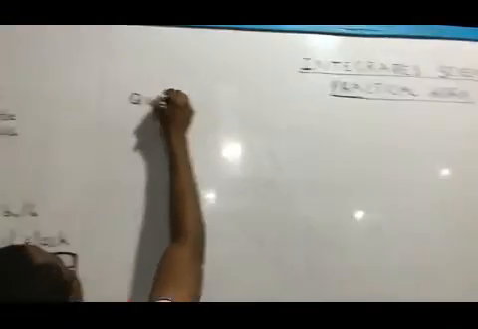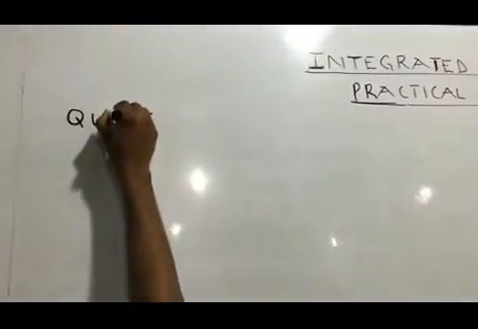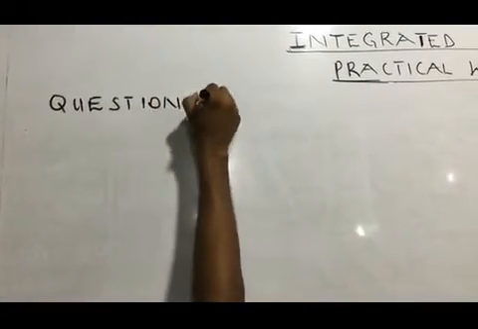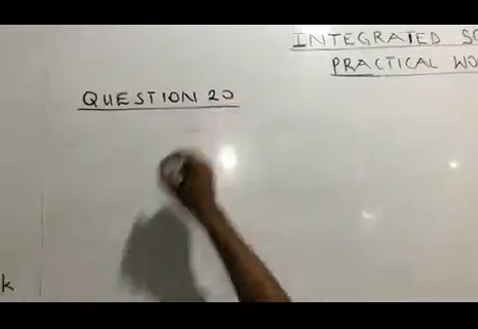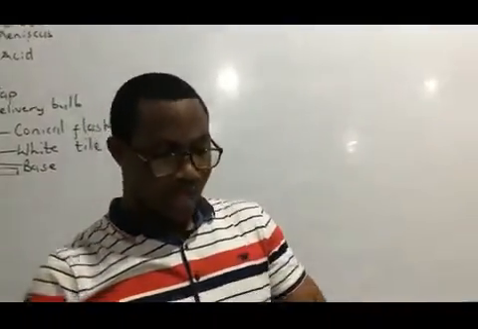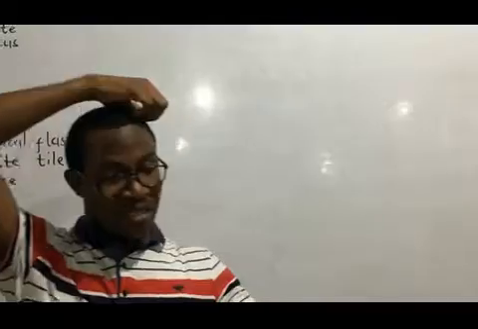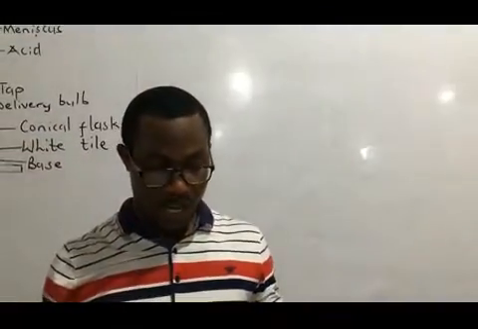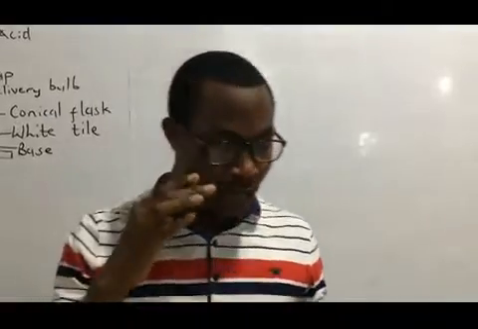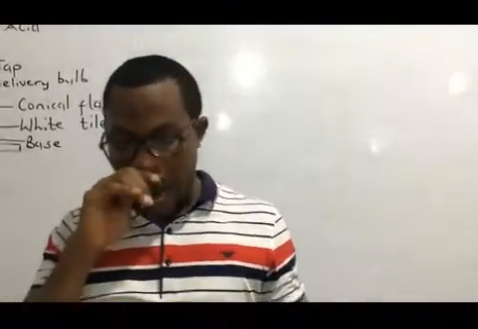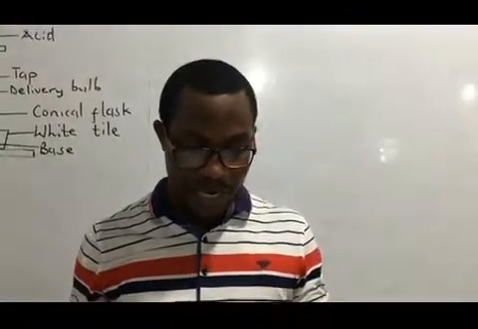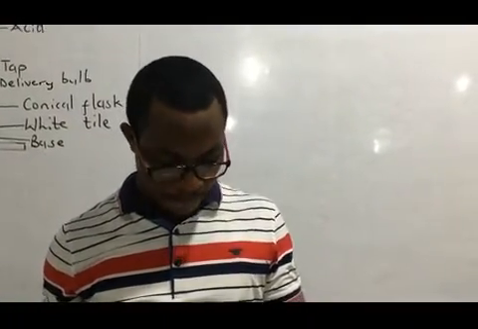Question 20. There's not so much difference between question 19 and 20. So you have the diagram given. The question says, the diagram below is an illustration of a setup for carrying out an experimental process in the laboratory. Study the diagram carefully and answer the questions that follow.